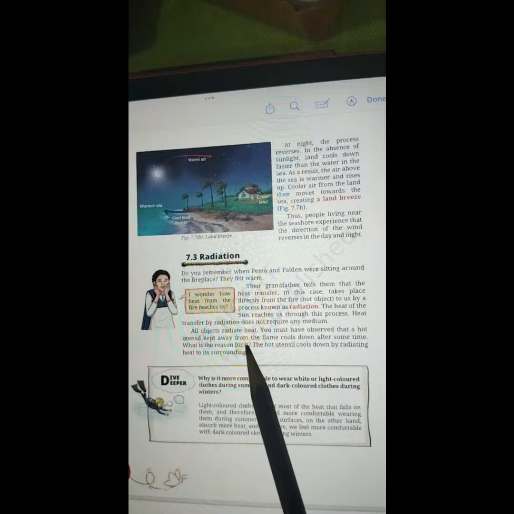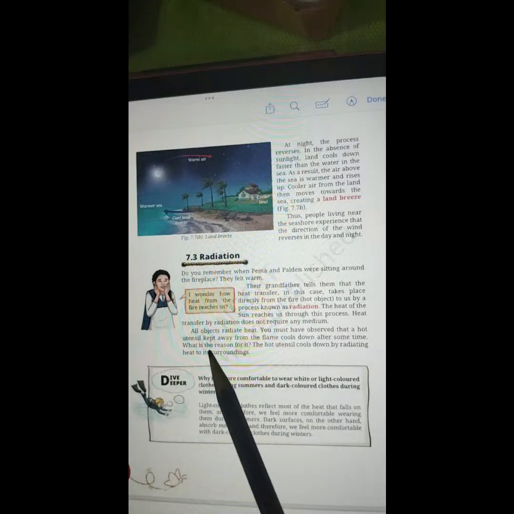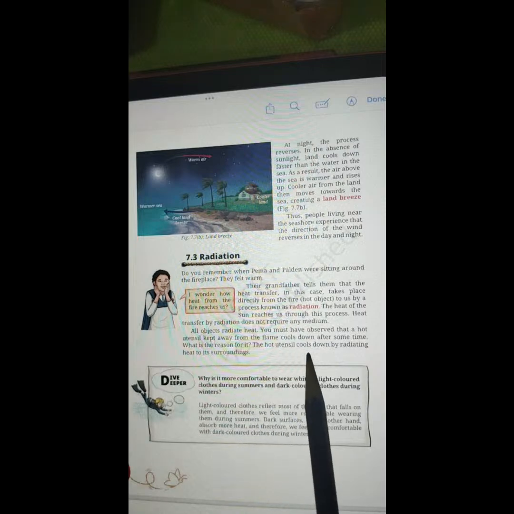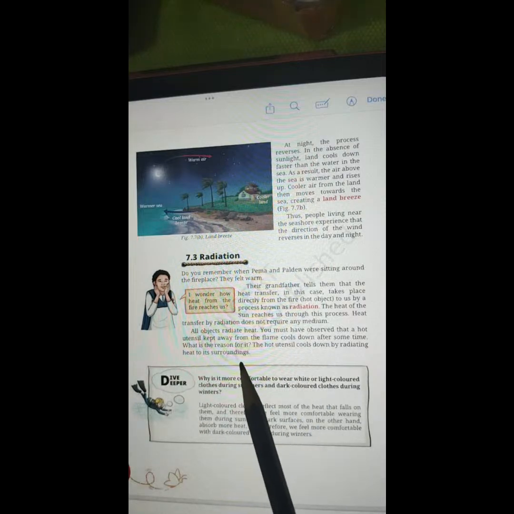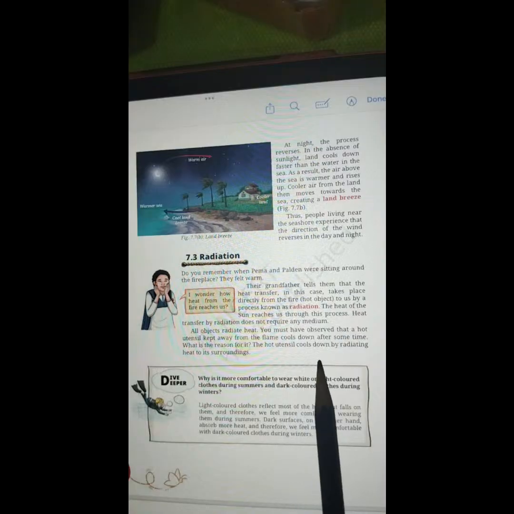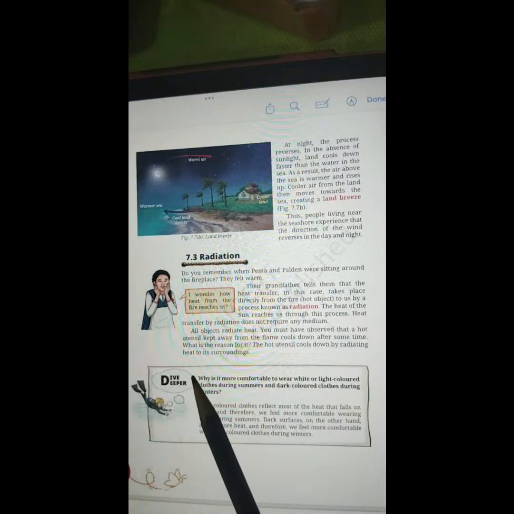All objects radiate heat. You must have observed that a hot utensil kept away from the flame cools down after some time. What is the reason for it? The hot utensil cools down by radiating heat to its surroundings.